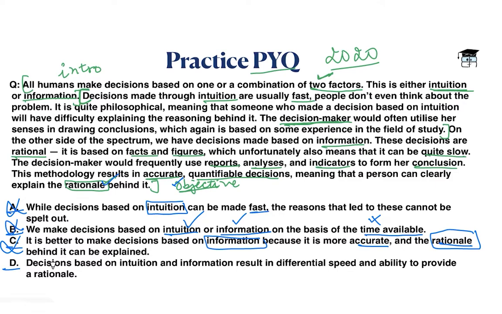Option D, decisions based on intuition and information, both the keywords, result in differential speed and ability to provide a rationale, the objective. So all of the major keywords are listed in option D. That means this is my answer. That means option D is my answer.